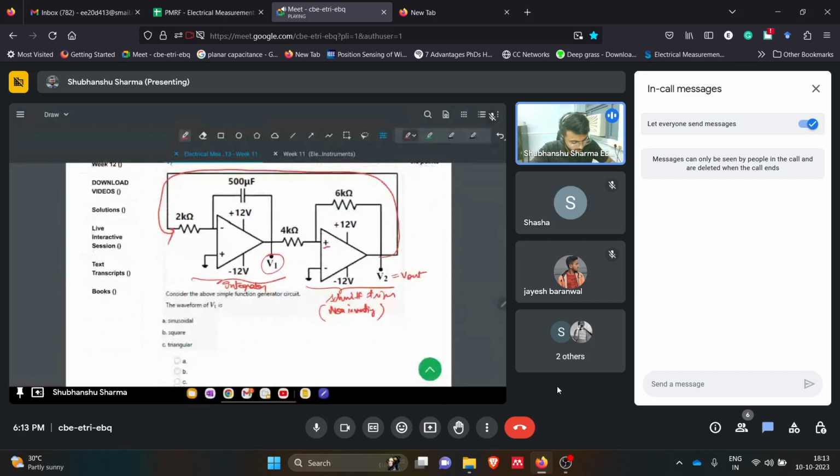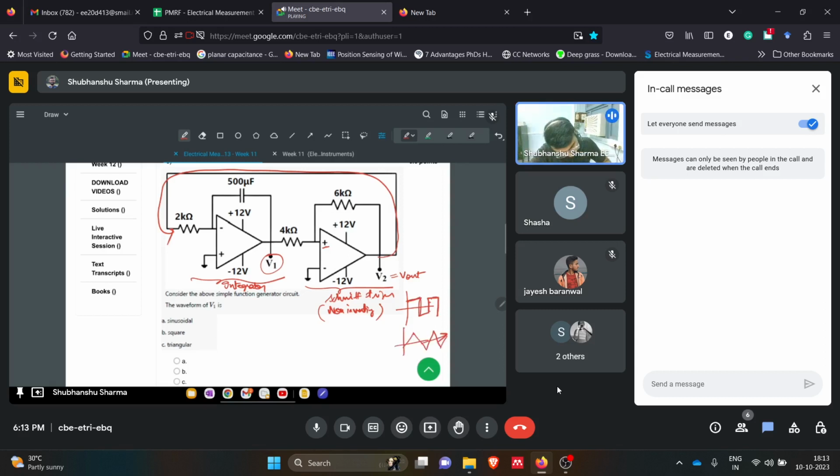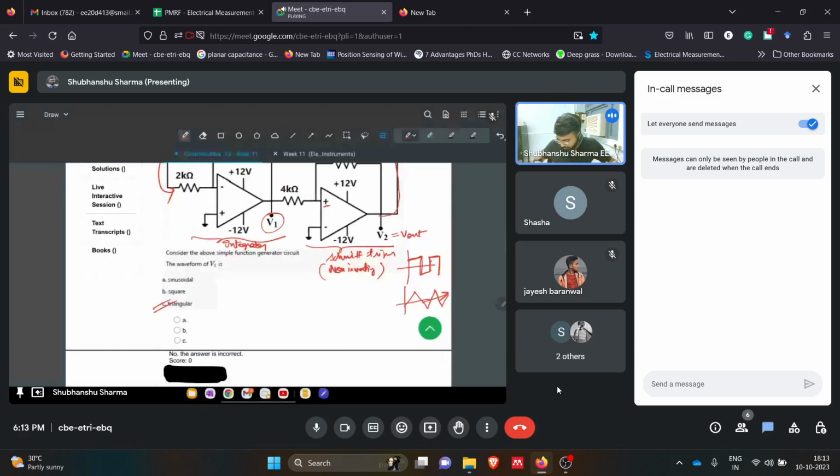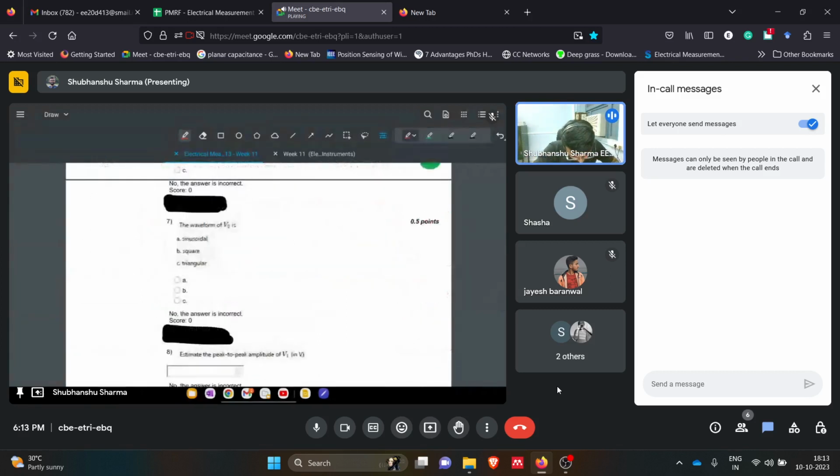So, and what is V2? We know the Schmitt trigger output is a pulse like this. This is a square wave, and if we integrate that, we get a triangular wave like this. So basically, this integral will have a triangular wave. Okay, very straightforward question. Then we have the next question.